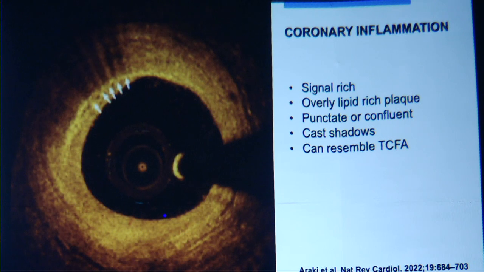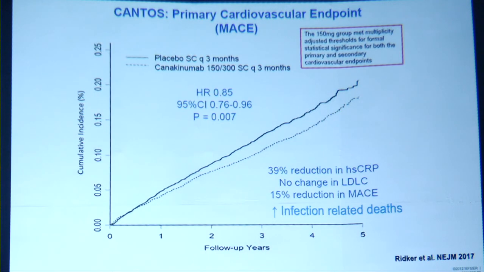And so maybe we will eventually have imaging. I just show this as an example. This needs an expert to really see and be sure about what they're seeing, monocytes on OCT. It's not something that we're going to commonly be identifying, but perhaps we're getting closer to imaging inflammation.